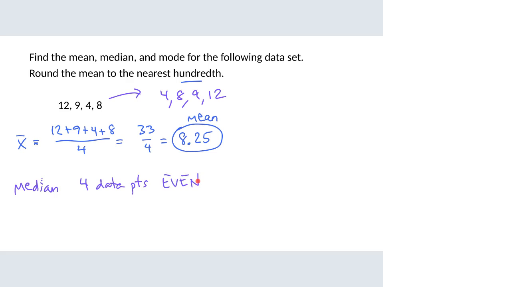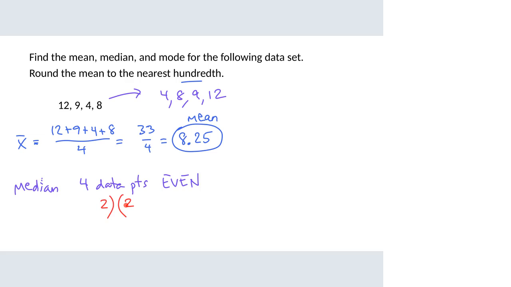Might raise some questions for you, and that's okay, because when we had an odd number of data points, there was going to be one sitting right there in the middle for us to choose as the median. But with an even number of data points, there's not going to be a number right in the middle. I have 4 data points, so 2 of them are going to be lower than the median, 2 of them are going to be higher than the median. How in the world are we going to find the median? Well, let's take a look.